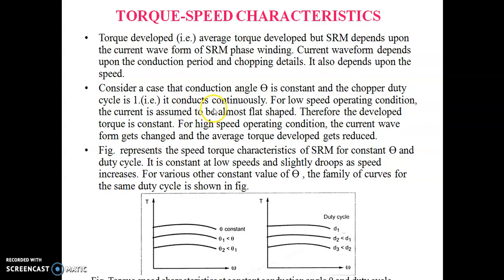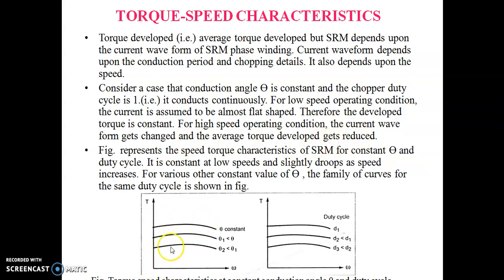We know that the duty cycle D is equal to T on divided by T. If T on is equal to T, that is, if the turn on time of the switches lasts for the whole time period, it conducts continuously, and the duty cycle will be 1. For low speed operating conditions, the current is assumed to be almost flat shaped, as seen in the flat shaped diagram. Therefore the developed torque is constant. For high speed operating conditions, the current waveform changes and the average torque developed gets reduced.